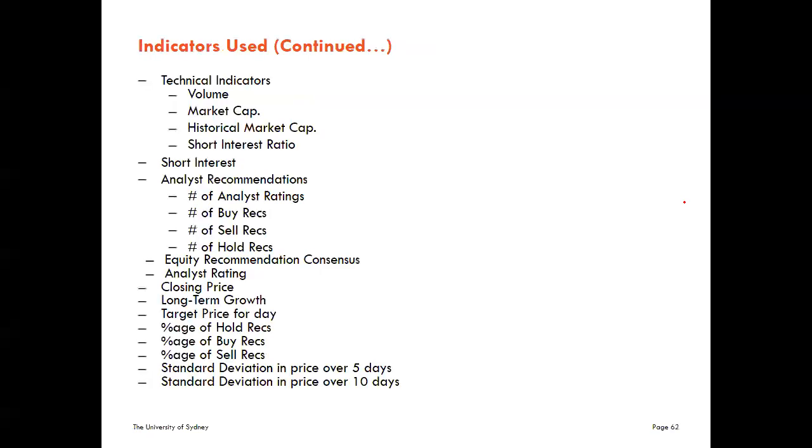And then we generated quite a few technical indicators: volume, market cap, and then short ratio, short interest ratio, quite a few analyst recommendations, equity positions, hold and buy recommendations, long-term target price, standard deviation of the last few days, that kind of thing. So you have all of this data in each of the rows, and you got a labeling, right? So what do you do next?